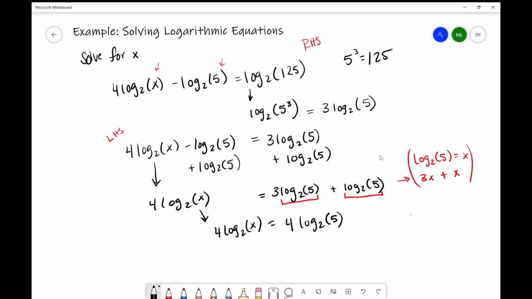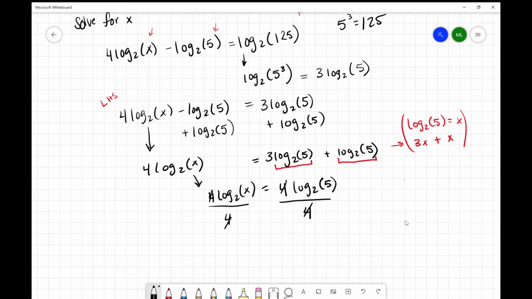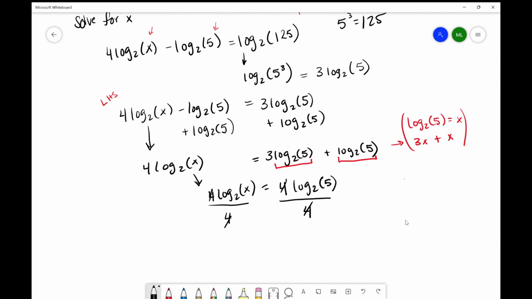And then, again, my goal is to get x by itself. So I want to divide out the 4 on the left-hand side. And what I do to one side, I do to the other side, because equations are all about balance. So the 4 goes away on both sides, and we are left with log base 2 of x is equal to log base 2 of 5.